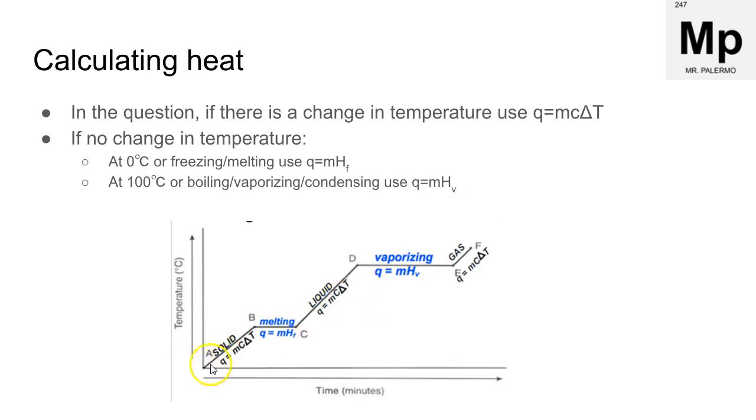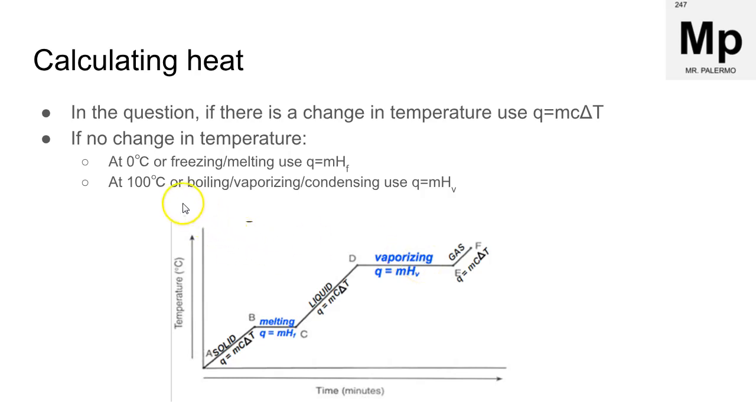Notice on the heating curve that the mc delta T questions are where the temperature is changing, in this case increasing. So how do you know which formula to use? When there is a change in temperature, we have to use the change in temperature calculation, which is Q equals mc delta T. Delta T, again, meaning change in temperature. If there's no change in temperature, like here and here, we have to use either mHF or mHV.